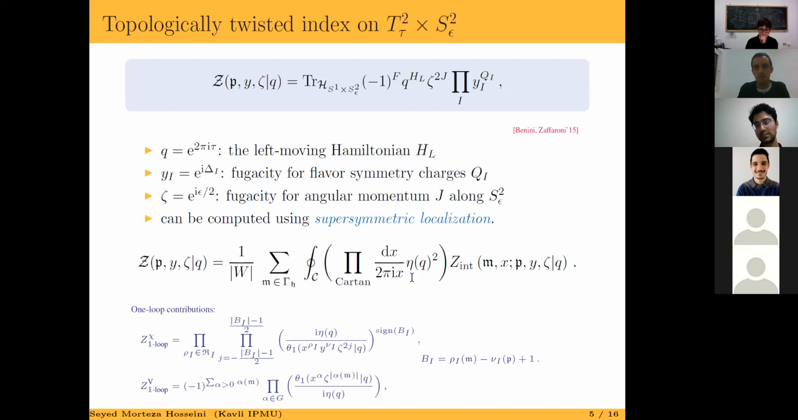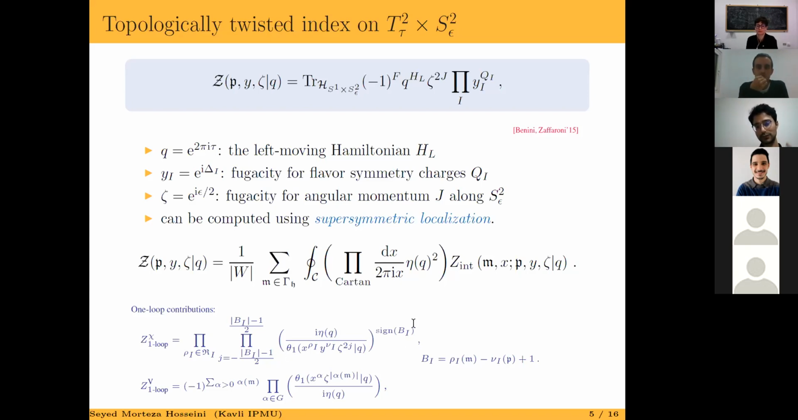The classical piece of the action does not contribute to this matrix model because it's Q-exact. So there is no Yang-Mills contribution. And the one-loop determinant for a chiral and the vector multiplet is given respectively by these two contributions. It depends on a bunch of Dedekind eta functions and the first Jacobi theta function.